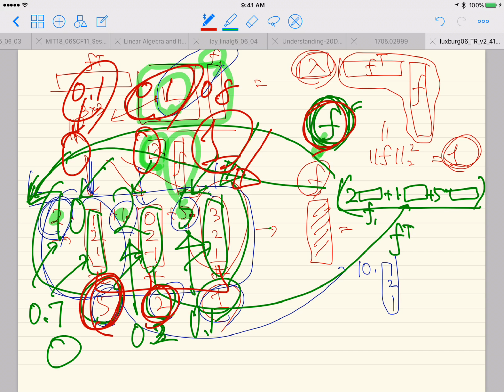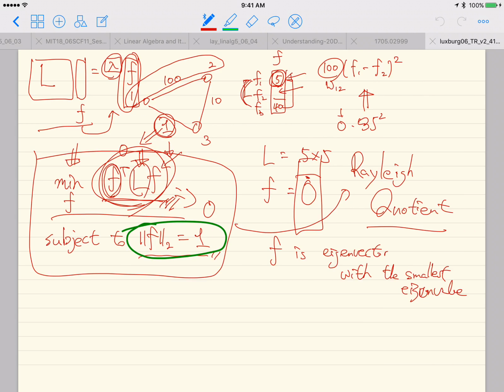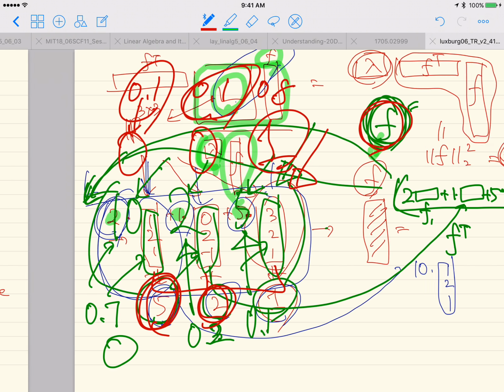Okay, so that is the intuition for why the optimal solution for this Rayleigh quotient is the eigenvector corresponding to the smallest eigenvalue. This problem is used in many different areas, so you might see this kind of Rayleigh quotient or optimization formulation in other applications or in your research areas as well.